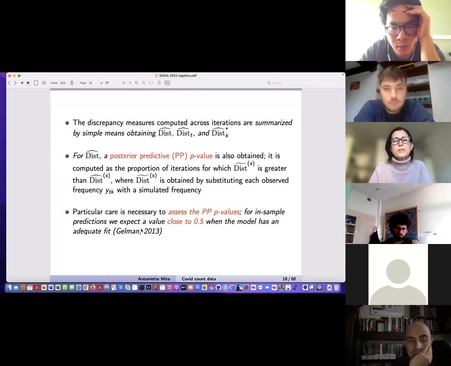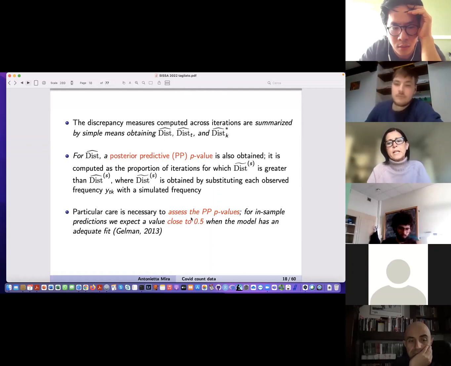I'm not going to go into the details of how this is computed. The important thing is that for in-sample prediction, we expect the value of these posterior predictive p-values to be close to 0.5.